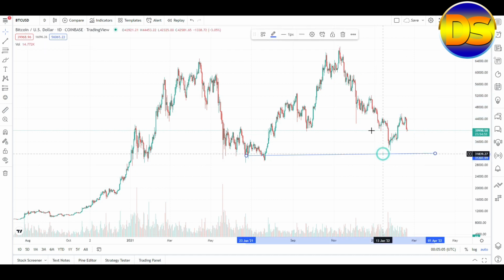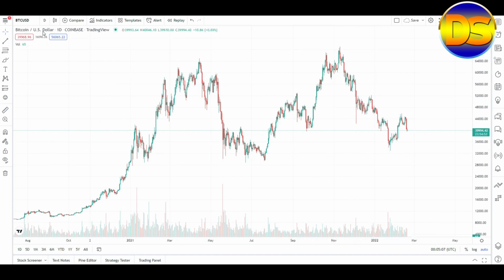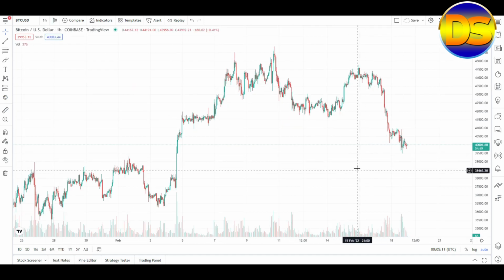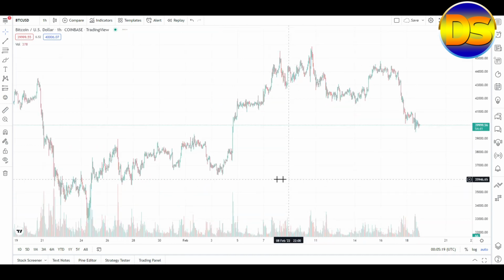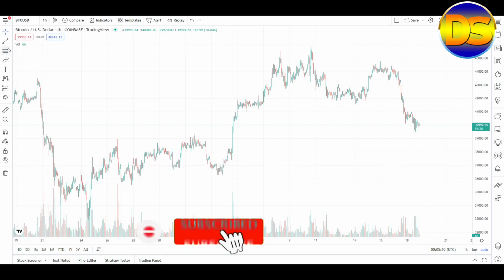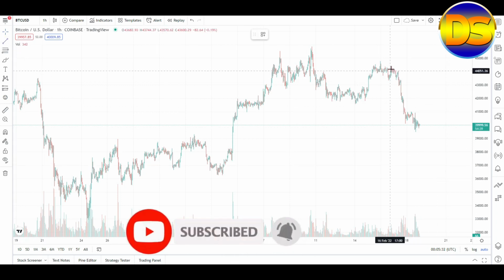If you clear this, even select the 1 hour, you can see this last hour it is going down, and you can see this chart is so careful about it. It must be going down in this path. You can see this path.